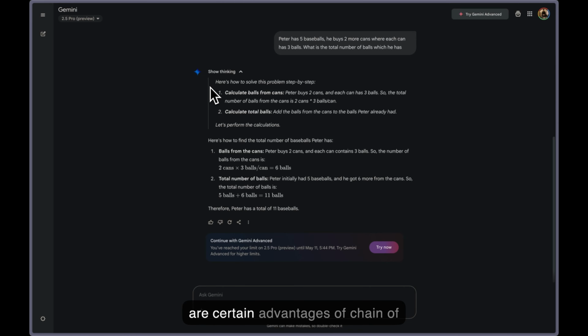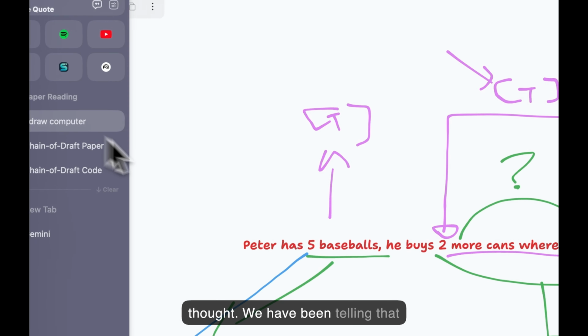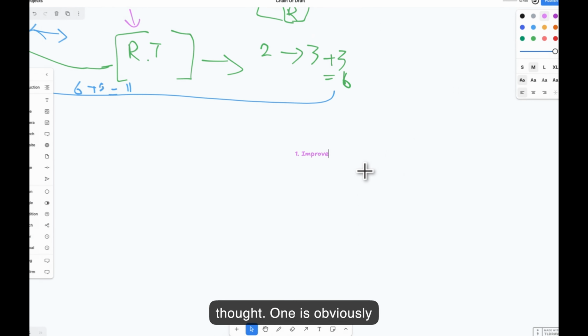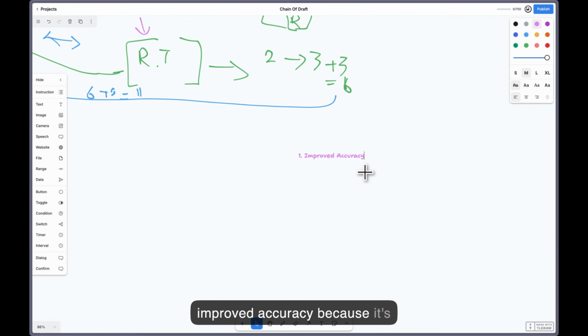Now, obviously, there are certain advantages of chain of thought. We have been telling that chain of draft is better, chain of draft is this, that. Let's first understand the actual advantages of chain of thought. One is obviously improved accuracy, because it's going to reason, and it's essentially self-thinking. That's what thinking aloud means.